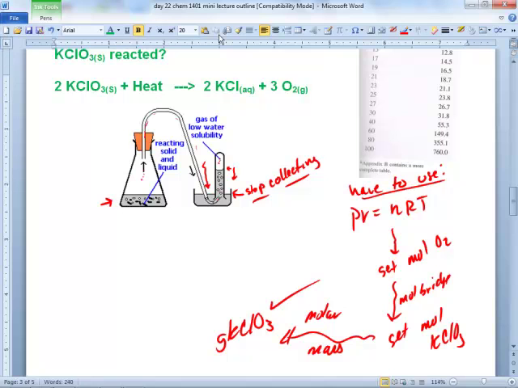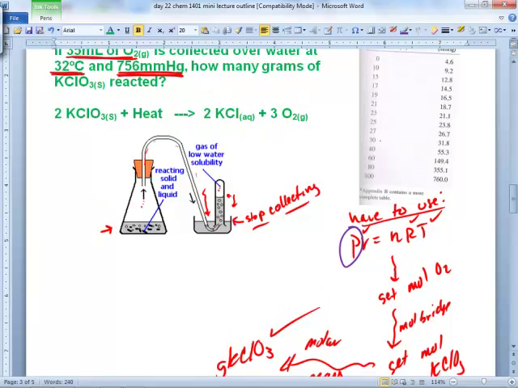We're going to collect a known volume of gas over water, so we know what V is. We know R, we know T, we know P. Okay, and we'll solve for little n. Make sense? And then use the mole bridge to get moles of KClO3, convert them to grams. That's the problem. This is the complication.